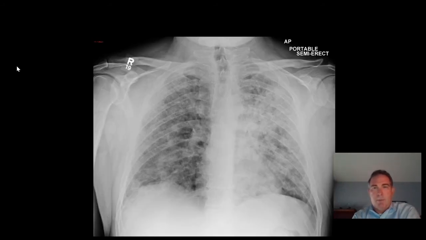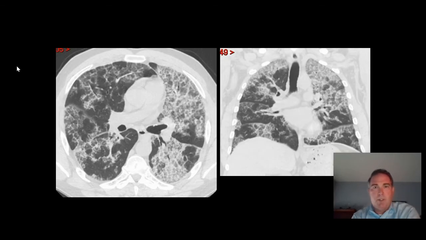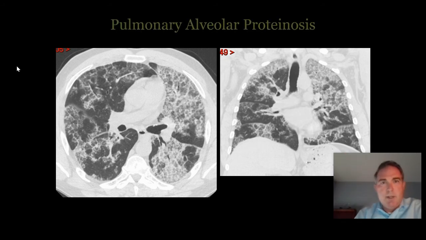It's slightly more patchy, a little bit left greater than right airspace disease. It went on to CT: no white count, normal BMP, afebrile. So the patient goes to CT. This is the crazy paving appearance, interlobular septal thickening and ground glass. Describing a crazy paving appearance will usually lead you to a diagnosis of pulmonary alveolar proteinosis, or PAP. Sometimes they'll ask, what is a treatment for PAP? And that is choice C, whole lung lavage, which sounds terrible.